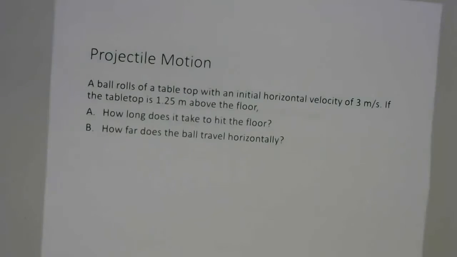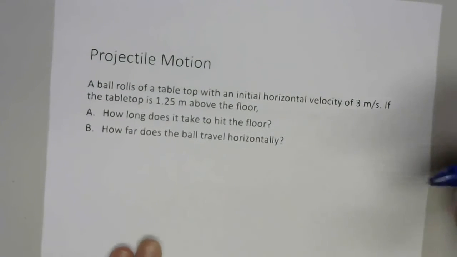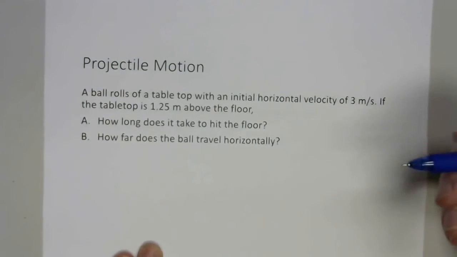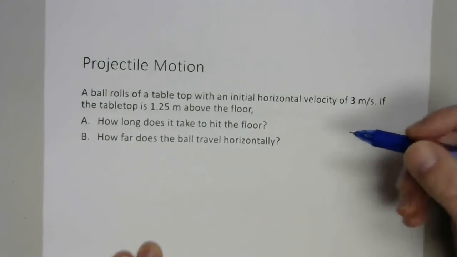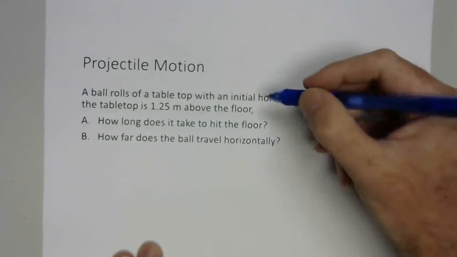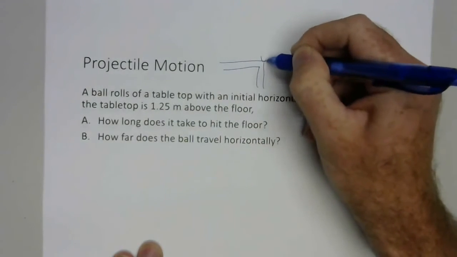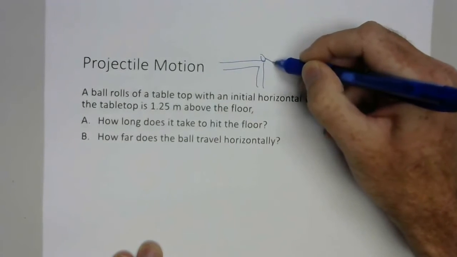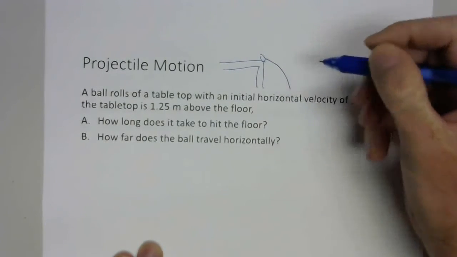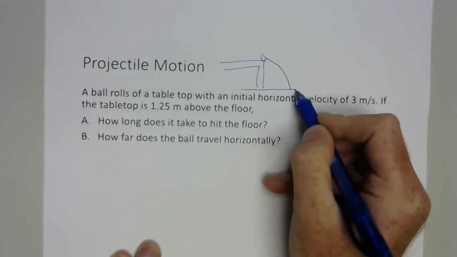Okay, we're going to talk a little bit about projectile motion. So we're still using our equations of motion though. So if we look at this example, the ball is rolling off of a tabletop 1.25 meters above the floor. So if we have our table, there's our ball rolling off. It is going to go some horizontal distance before it falls to the floor level.